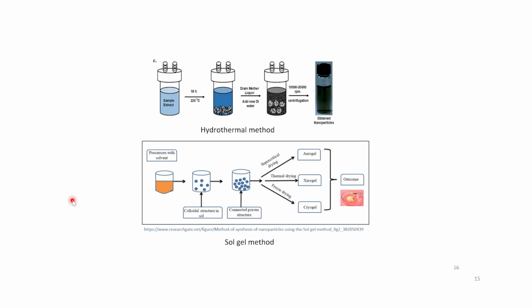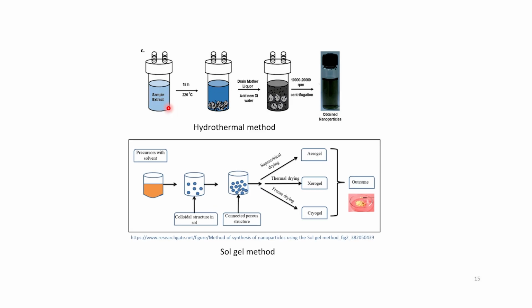So let's start with the hydrothermal method. In this method you are using a sample extract, whatever extract you are using to obtain your nanoparticles. It can be biological, it can be a plant extract. So imagine that you're making a plant extract: you take a dried potato peel and put it in water. That's your sample extract.